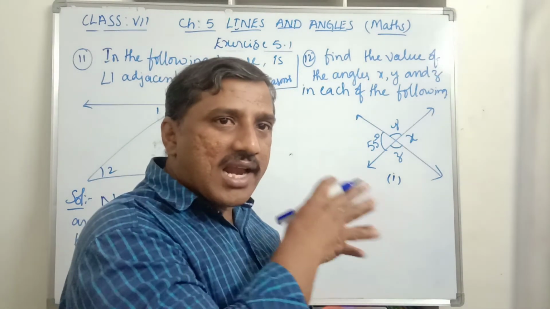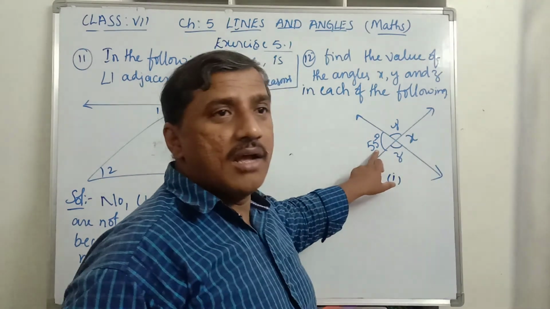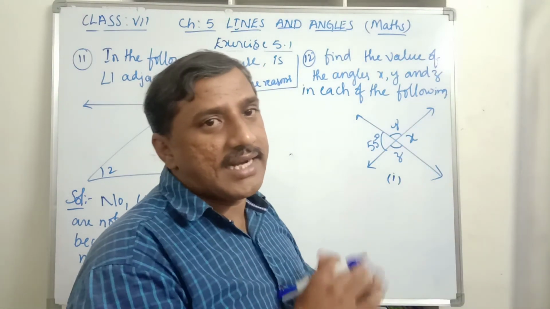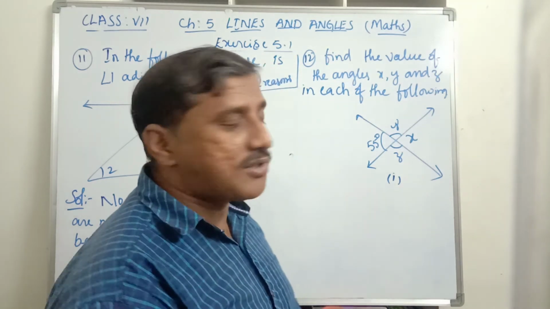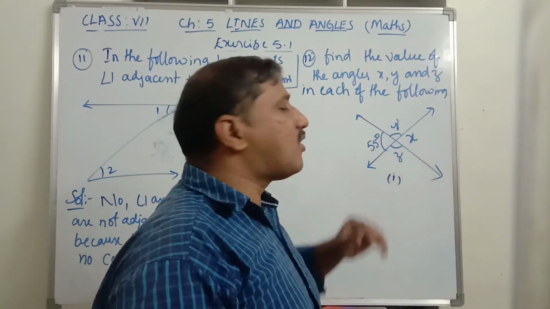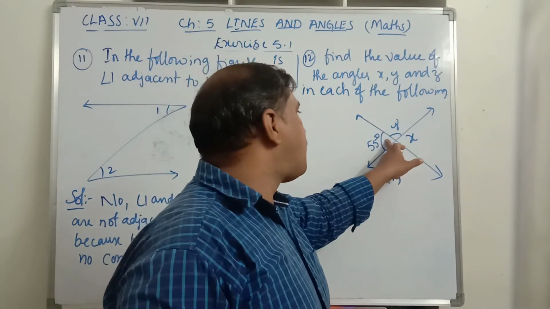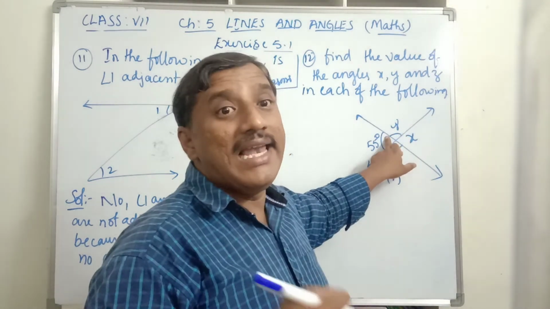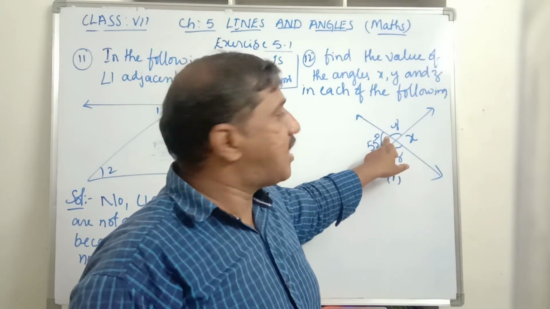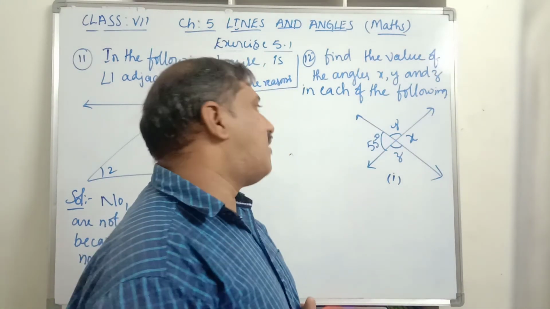Now observe the figure carefully. What about angle X and the angle of 55? Both are opposite to each other. That is, they are vertically opposite angles. Hence angle X is equal to how much? 55 degrees. What about 55 degrees and Y? They are what type of angles? They are a linear pair of angles. That is, angle Y plus angle 55 degrees is equal to 180 degrees.